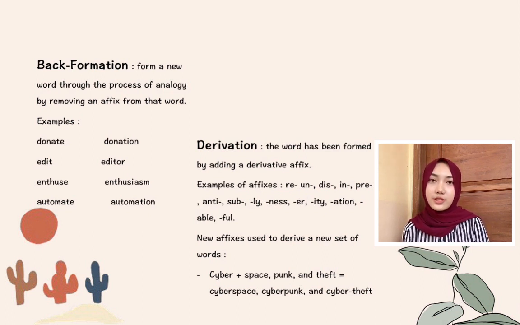The term back formation refers to the fact that televise was actually clipped from television rather than being the root for it. The word televise didn't exist before the word television and therefore couldn't be the root for television. And here are examples of back formation: donate from donation, edit from editor, induce from induction, and automate from automation.